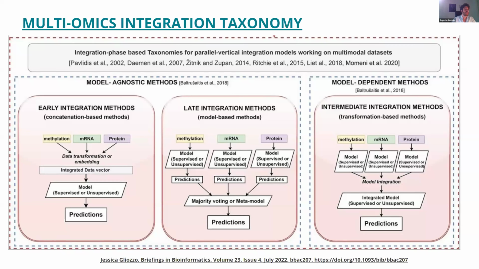And finally, we have the late integration method, where we indeed build totally independent models for each omic layer. This sometimes is motivated in the particularity of some specific data source, and we will finally combine the output of these models, either doing meta-analysis or majority voting in case we are facing a prediction task.